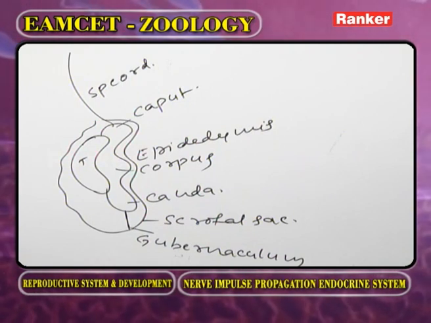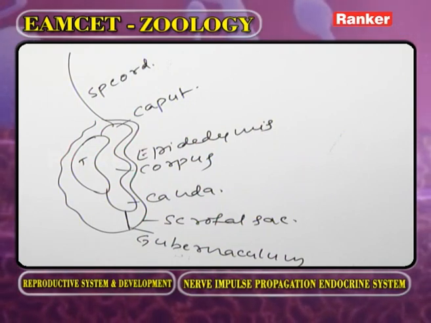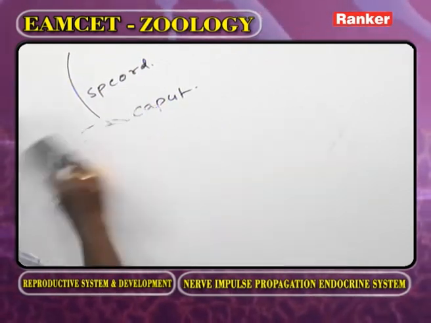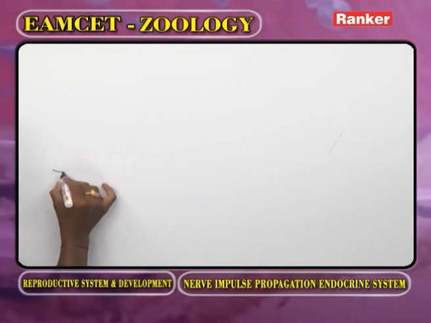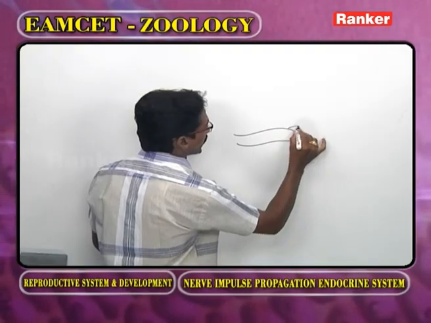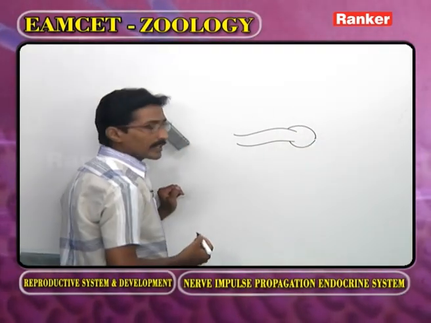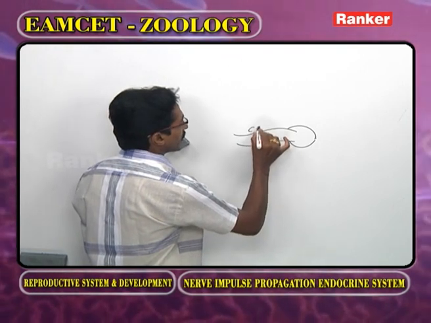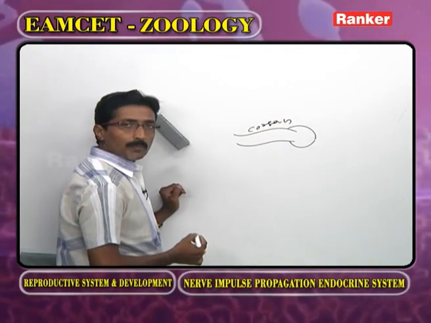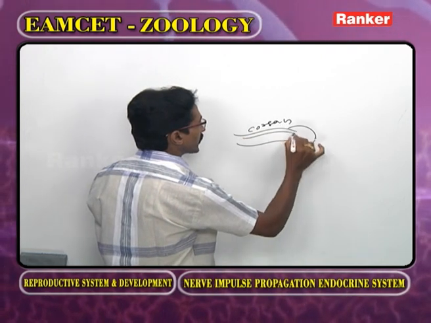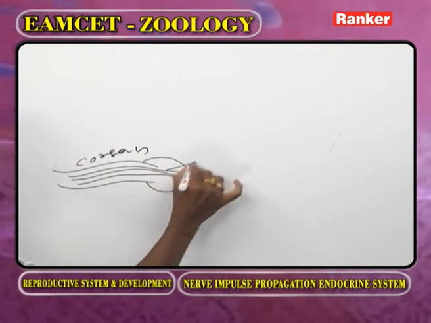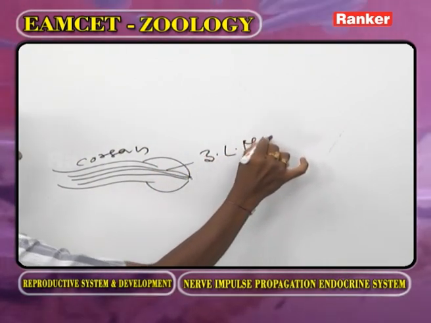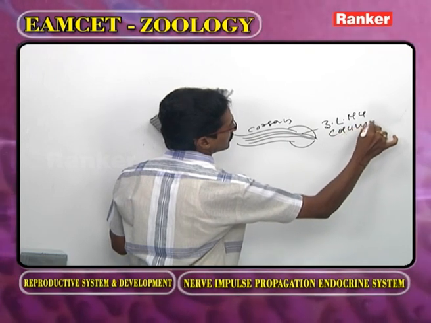Urethra. What is the urethra? Urinogenital canal. Now we have to observe the urethra of the male rabbit passes through. This part we call the copulatory organ. In the copulatory organ, 3 longitudinal muscle columns are present. Now these are the 3 longitudinal muscle columns.